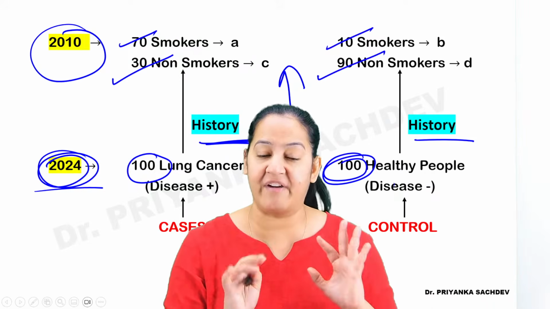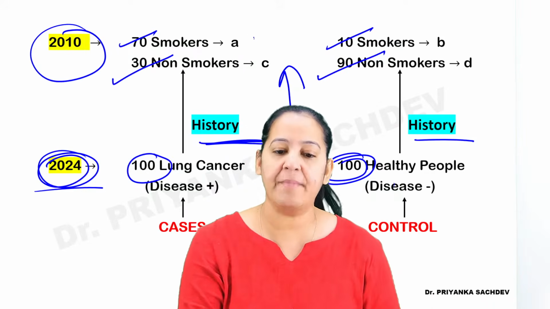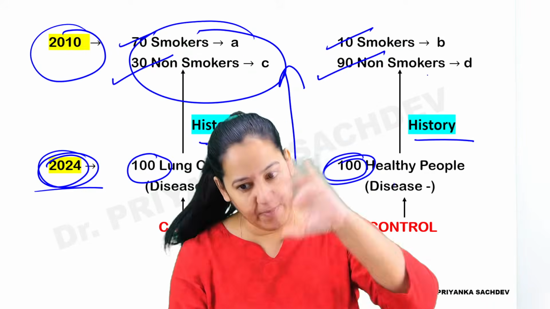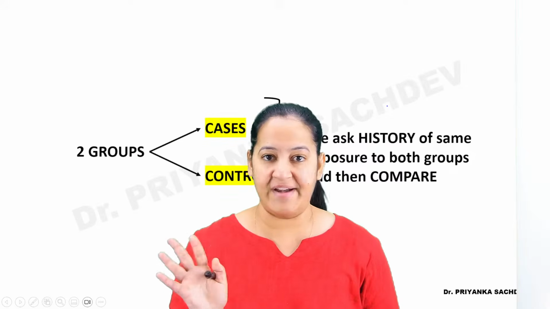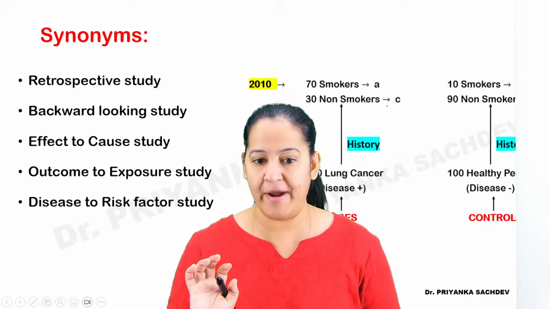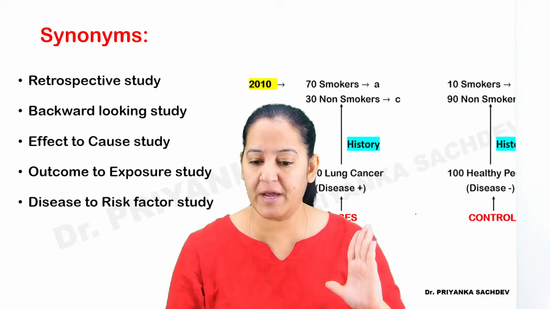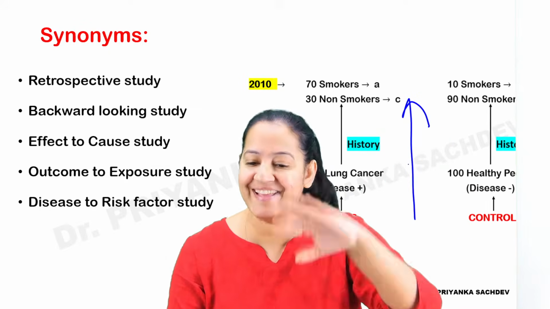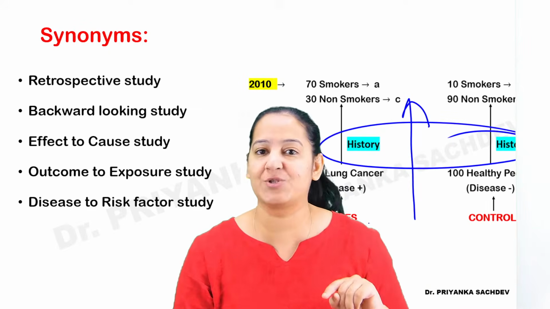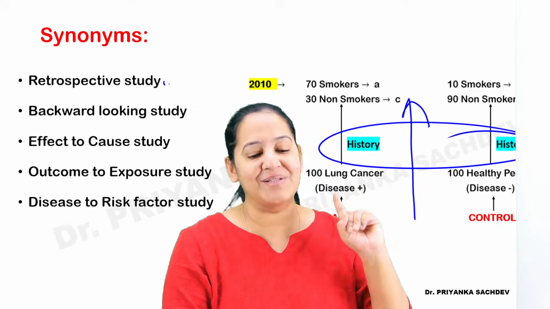So I will divide. I will note down the number. How many among the cases smoke and don't smoke? And how many among the controls smoke and don't smoke? That is exposed and unexposed. This is how I divided the population into four groups. Got my point? So since we are going in the past, from present to past, we are taking the history. The main thing here is the history. This study is known as retrospective study.